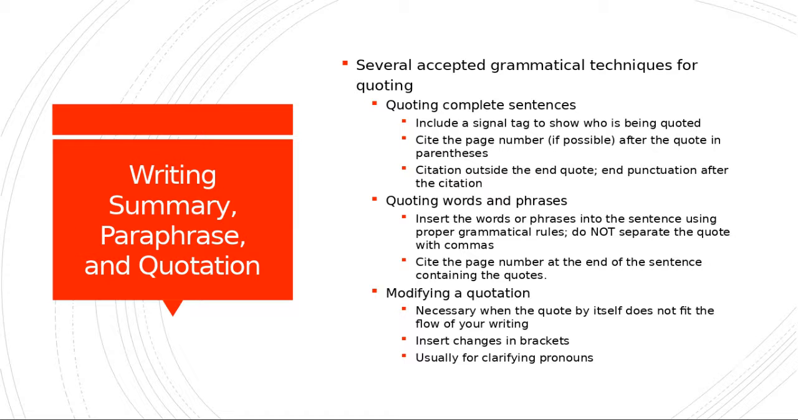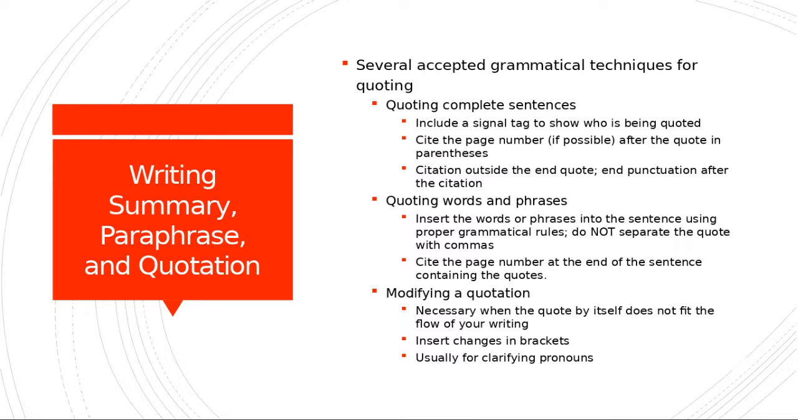Then modifying a quotation. If you need to modify it because it doesn't match the flow of your writing, the best way to do it is put the modifications you need in brackets. There's two typical uses for this. One of them is for clarifying pronouns and prepositions. If you need to be more specific about who's saying something or when it happened or where it happened, you use brackets to insert that information.